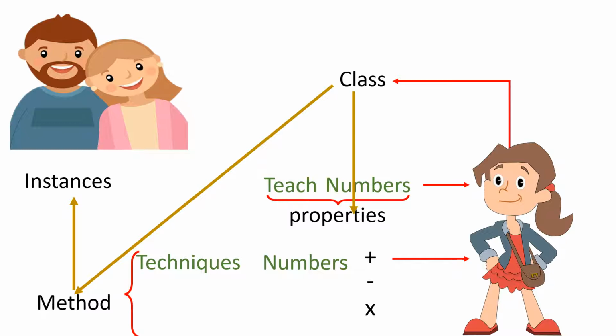So it's that simple. A class has properties and methods. Whatever features you add to the class, that's called properties, and whatever techniques you define, that's called methods. And whenever you use a method in certain circumstances, that's going to be called an instance. Now let's have a look at a real example. Let's create a class in Python and try to understand that.